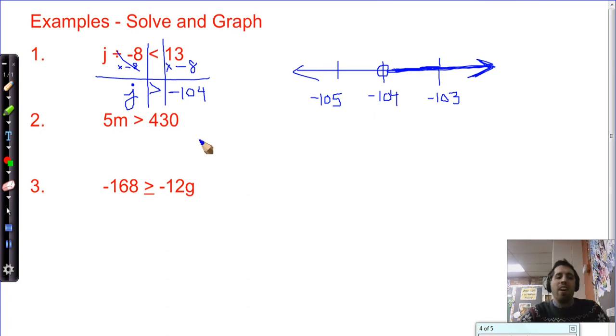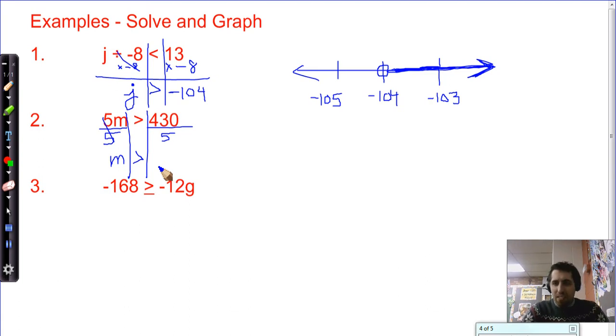Number 2, 5m is greater than 430. So we're going to undo multiplication after I draw the scales of injustice by dividing both sides by 5, and we'll get m. We divided both sides, but it was by a positive, so the sign doesn't change. So 430 divided by 5.